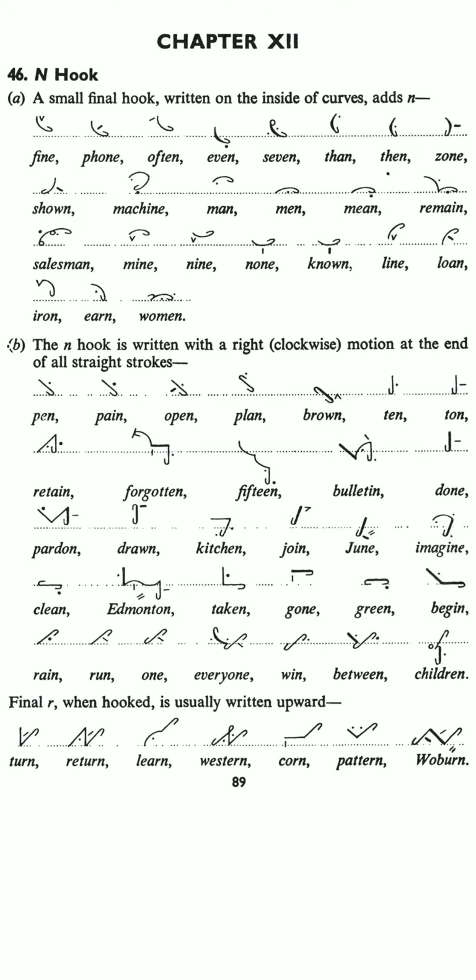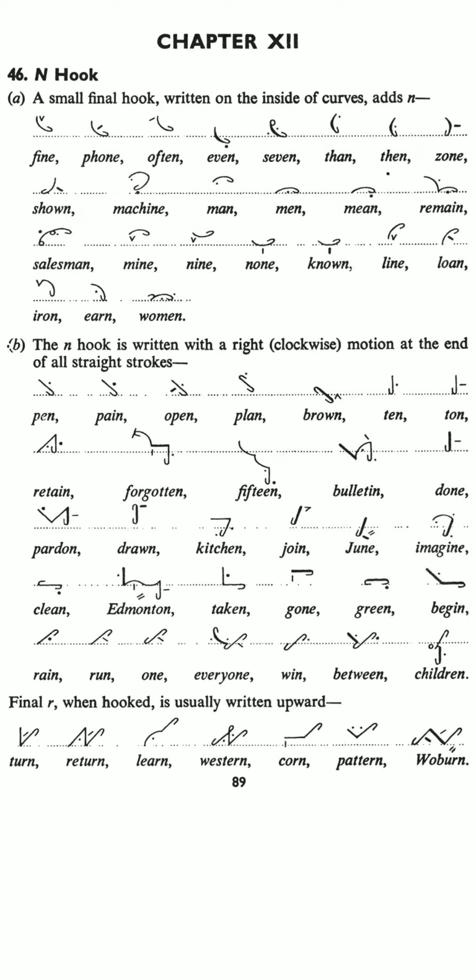Done. D with N hook on the line, light dash on the second place of D after it. Pardon, P above the line, upward R, D with N hook, heavy dot on the first place of P after it, light dash on the second place of D after it. Drawn, D with R hook, N hook above the line, heavy dash on the first place of D after it.